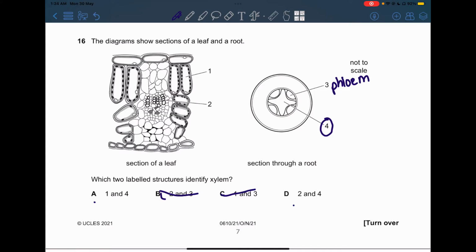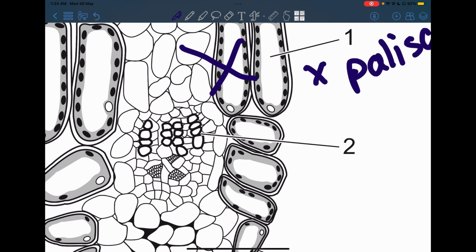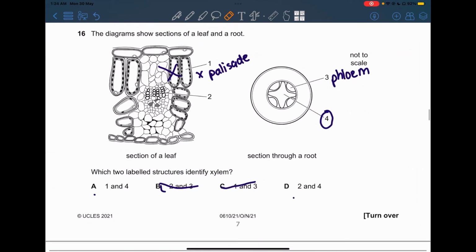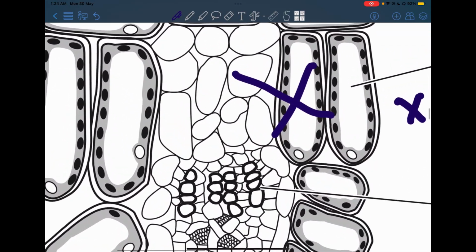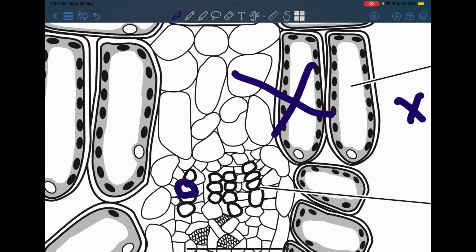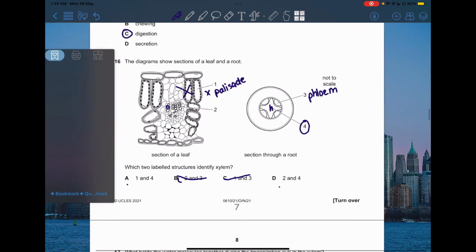Now A, it's saying that this one is the xylem. Of course, this is incorrect. This is actually the palisade mesophyll cell. So this is incorrect. This is actually the xylem over here because of the thick lignin in the cell, and it has lignified thick cell walls. So this is actually going to be the answer, D. 2 and 4, as I said, 4 over here, this is the xylem, and over here also this is the xylem because of the thick lignified walls.